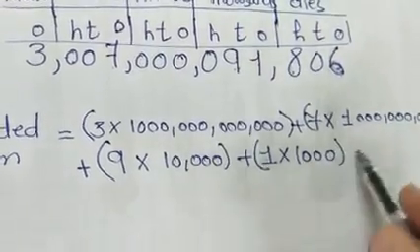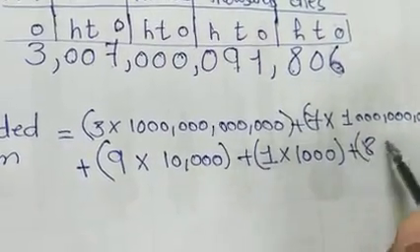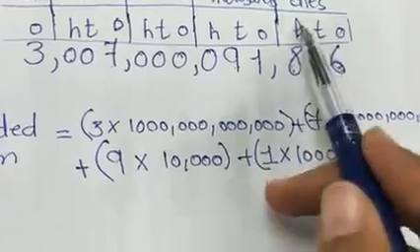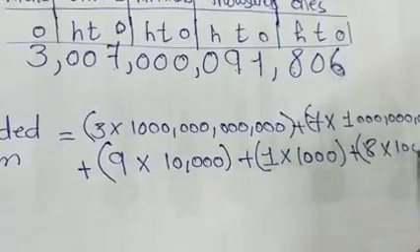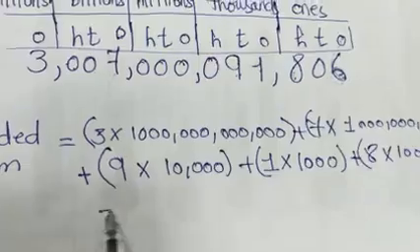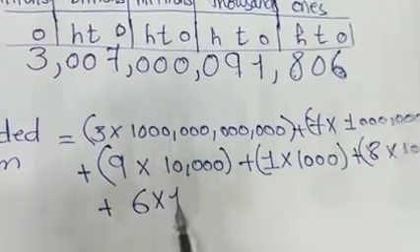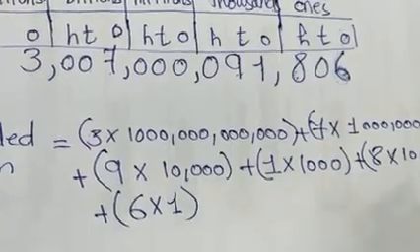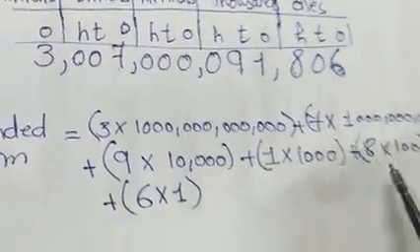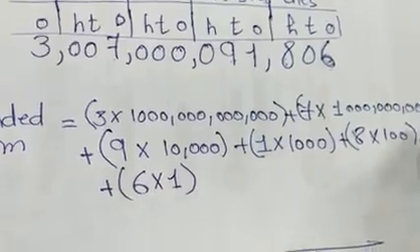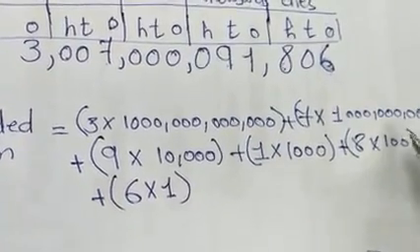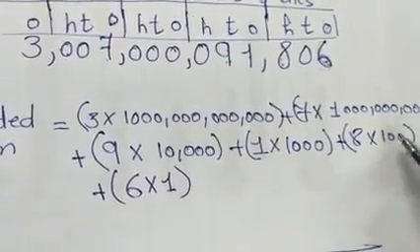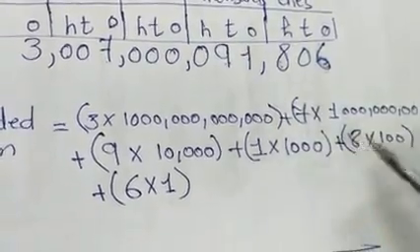Then I have the 8, times the hundreds, 100, plus 6 times 1, which is the unit place. This is the first way to type the expanded form, or the explanation of how we calculate the final number from the expanded form.